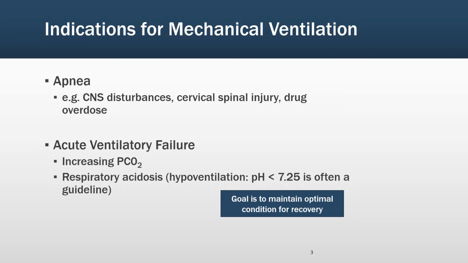In this situation, a controlled mode of ventilation is necessary, which we will discuss in more detail later in the presentation. Another indication is acute ventilatory failure. In acute ventilatory failure, the patient can initiate breathing, but it is insufficient to maintain appropriate carbon dioxide levels in the blood. This leads to an increase in PaCO2 and respiratory acidosis. This is typically recognized with a pH of less than 7.25.